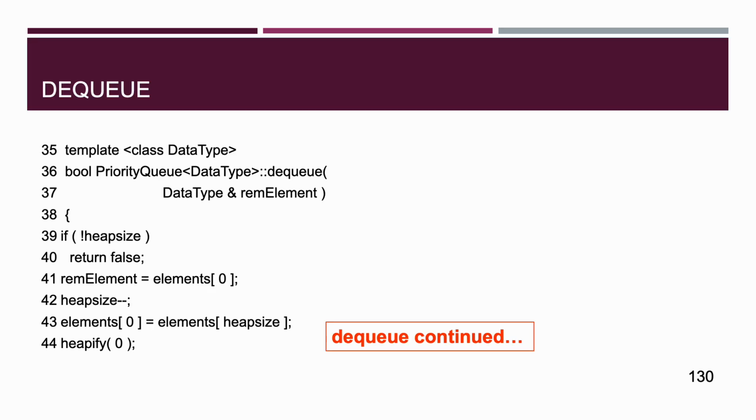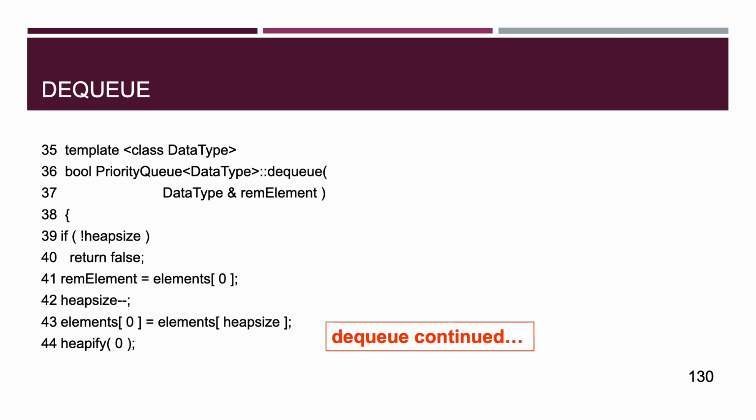Okay, now the dequeue operation. Like the enqueue, we have a template declaration, then the return type and parameter. The method returns a boolean value: true if the element is successfully dequeued and false if the priority queue is empty. The first step is to check if the heap size is 0. If it is, the queue is empty, and we simply return false to indicate that no element can be dequeued. If the queue is not empty, the root element, the highest priority element, is stored in a return element by accessing element 0.